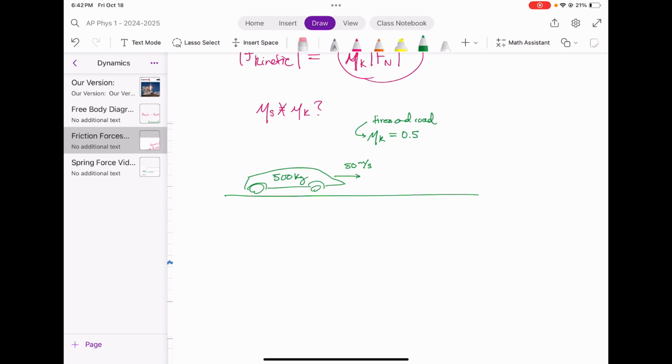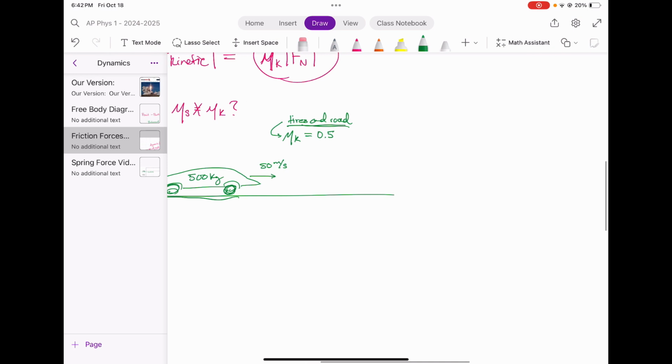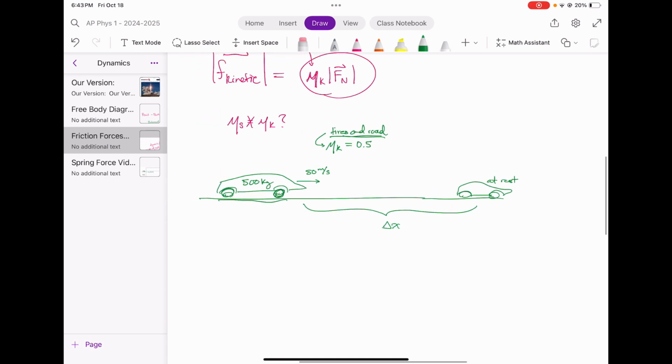Now remember, mu k and mu s could be totally different for any two combinations of surfaces. They could be totally different numbers for every different pairing of objects, so you have to be specific about what mu k is referring to: the tires and the road. So the question is, if I slam on the brakes, how far do I drift until the car is at rest? And there we go. Let's start on it.